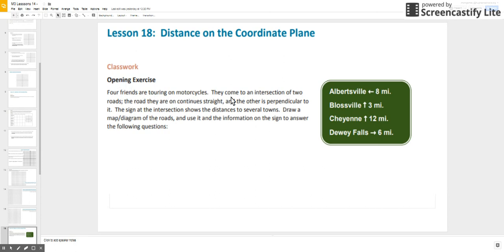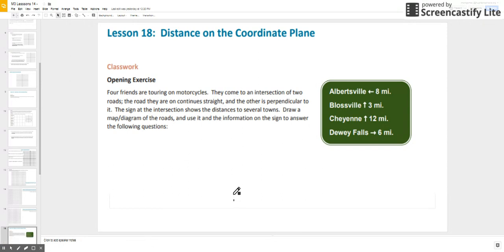Four friends are touring on motorcycles. They come to an intersection of two roads. One road continues straight, and the other is perpendicular. So let's go ahead. They're going to have us draw it out, so let's just start drawing.